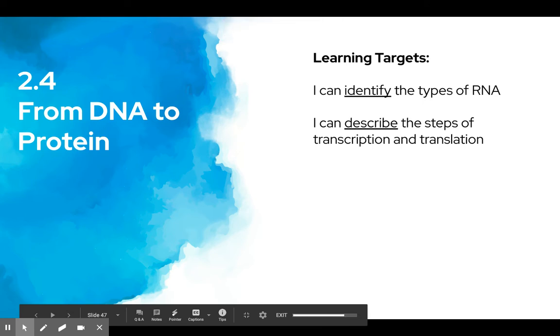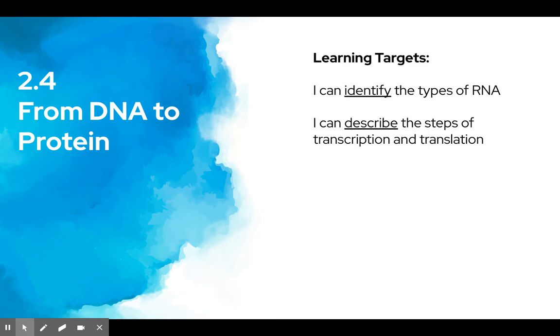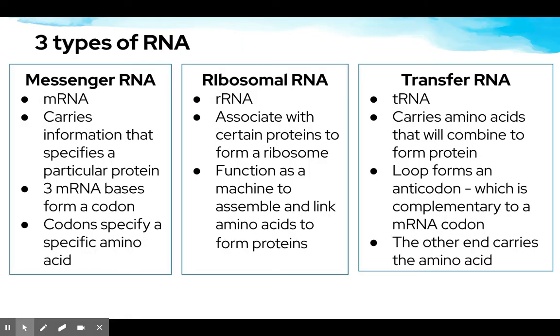Okay, this lesson is going to be on the process of protein synthesis. So, how we go from DNA to protein. We want to make sure we can identify the different types of RNA because there's three different types that we're going to talk about, and they all play a very important role in protein synthesis. And then we're also going to describe the steps of transcription and translation.